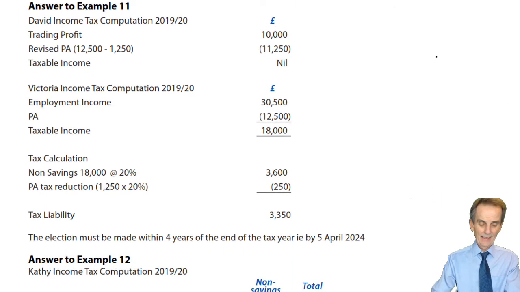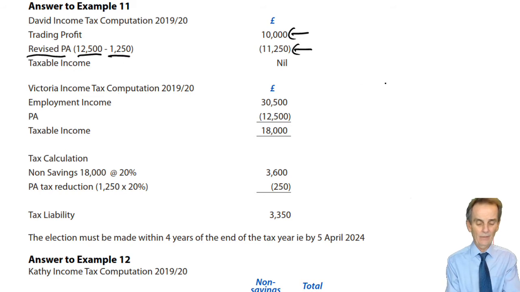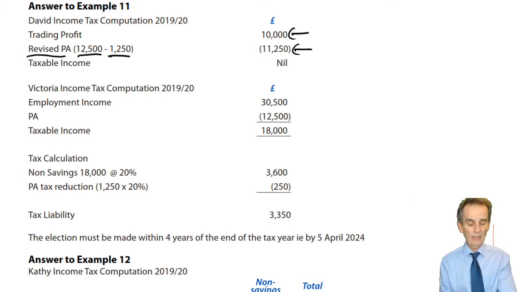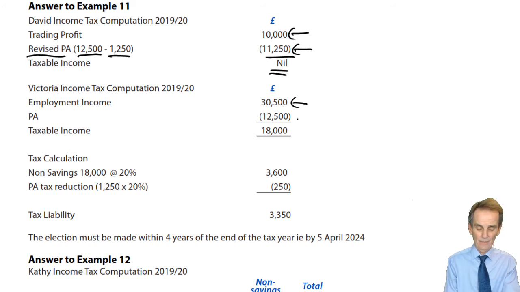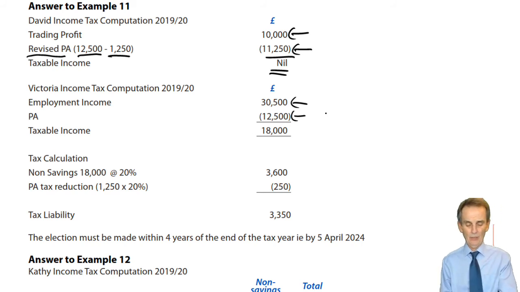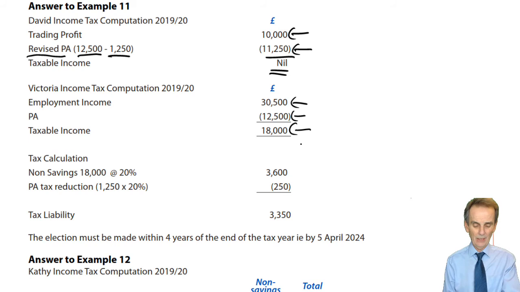David's income tax computation would read: trading profit, 10,000. Revised personal allowance: David of course started, as everybody does, with 12,500. We transfer £1,250. That leaves 11,250. So again, still leaving sufficient personal allowance to cover the trading income that he has. So nil taxable income arises. Victoria has 30,500. Her own personal allowance doesn't change, so she's looking at a taxable income of 18,000.